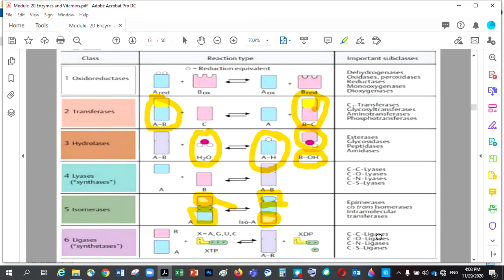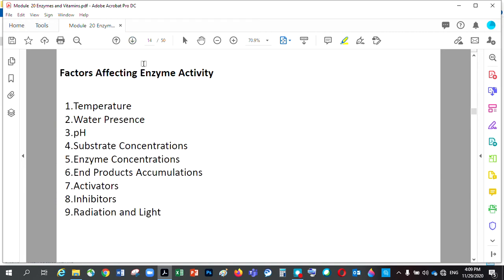Carbon ligases, correct: carbon-oxygen, carbon-nitrogen, carbon-sulfur ligases. And you look at this, you can see it's really splitting those atoms here. See here, you have B and A, and this is X-T-B, and then you can see how those atoms are exchanged. Okay, so this is six types.